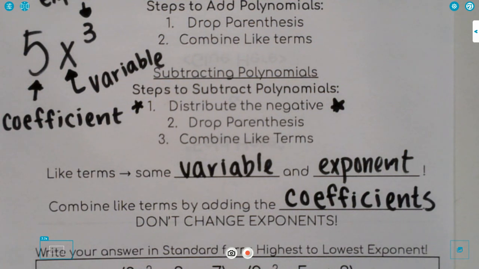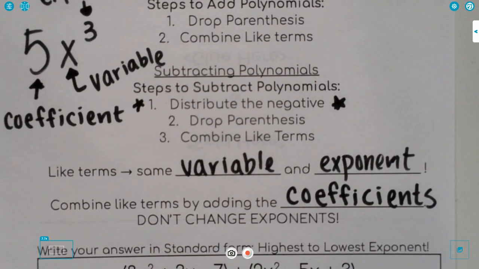Okay, and then I have a little note here. Do not change your exponents. It's tempting because you're adding your coefficients and you're thinking about adding to add everything. We do not add our exponents. We only add our coefficients.